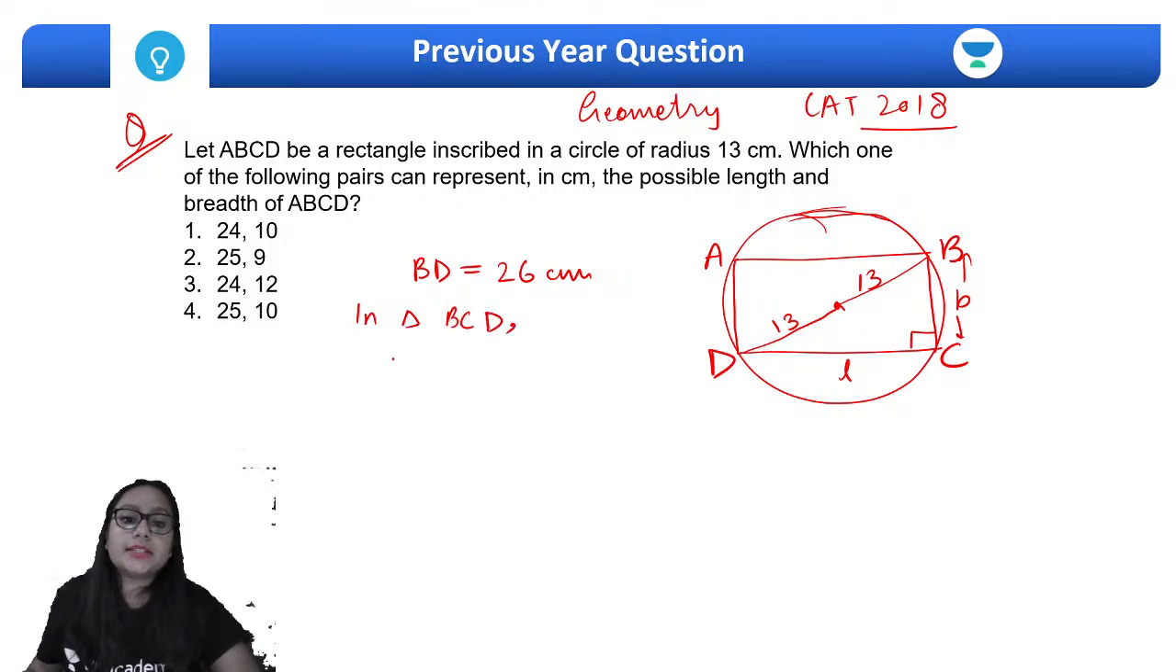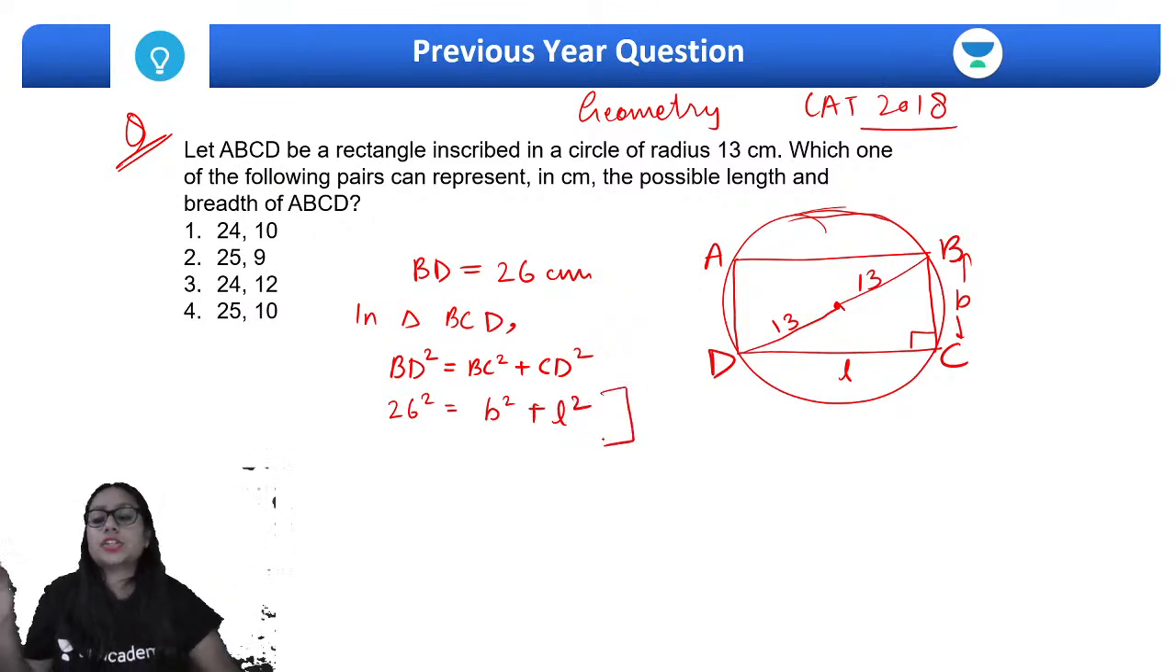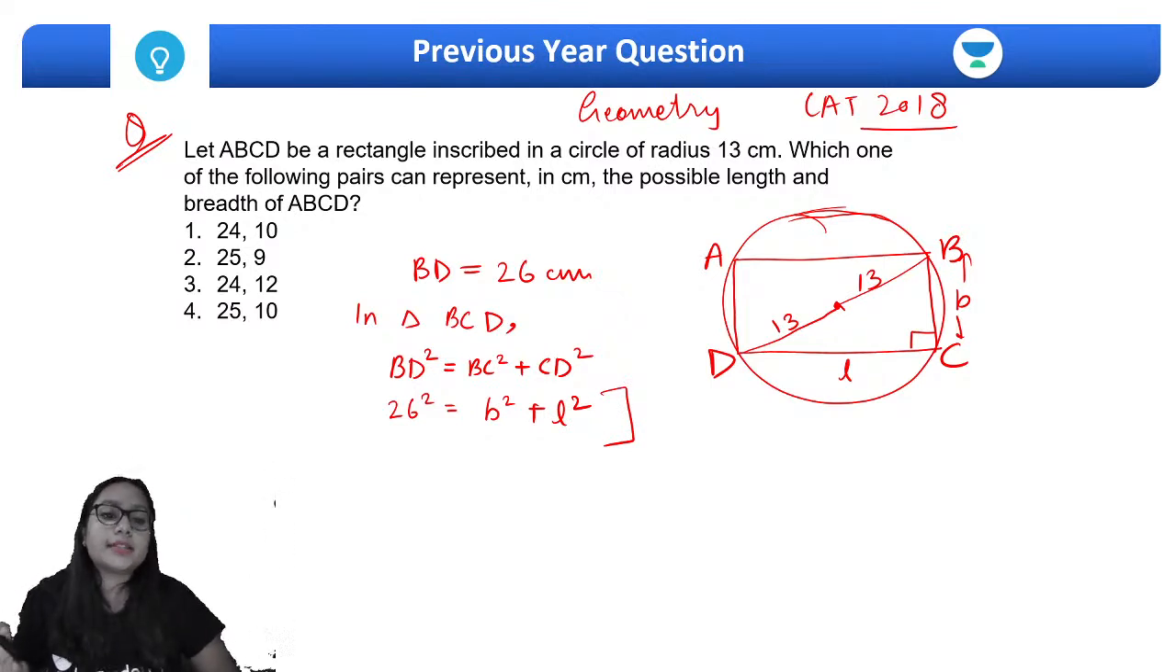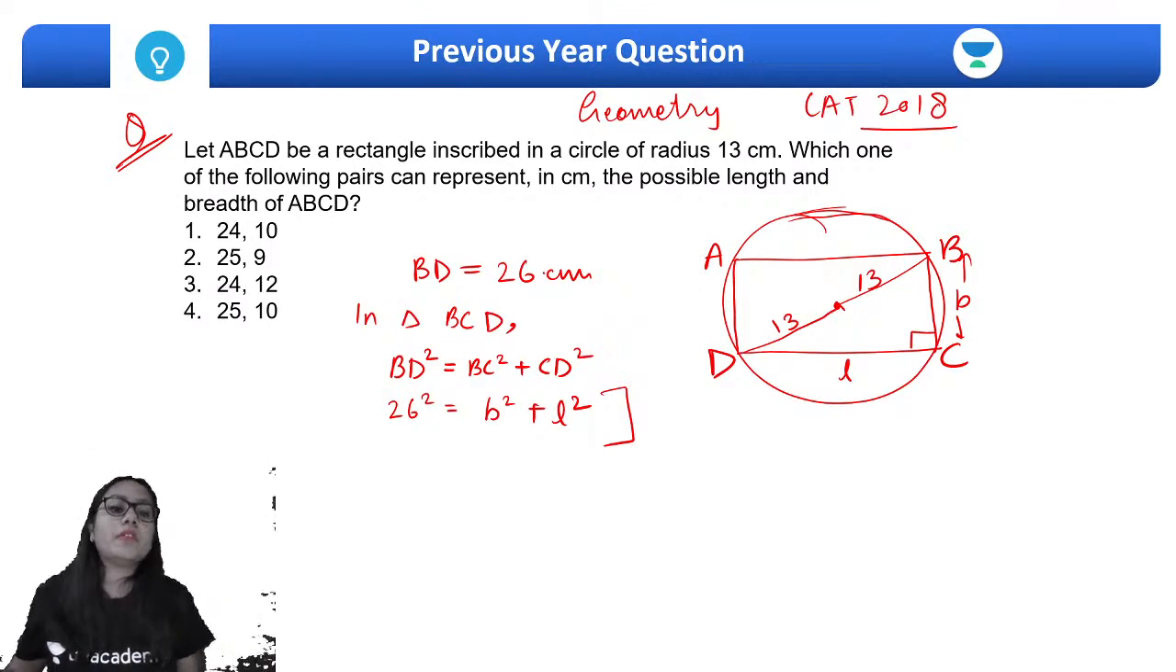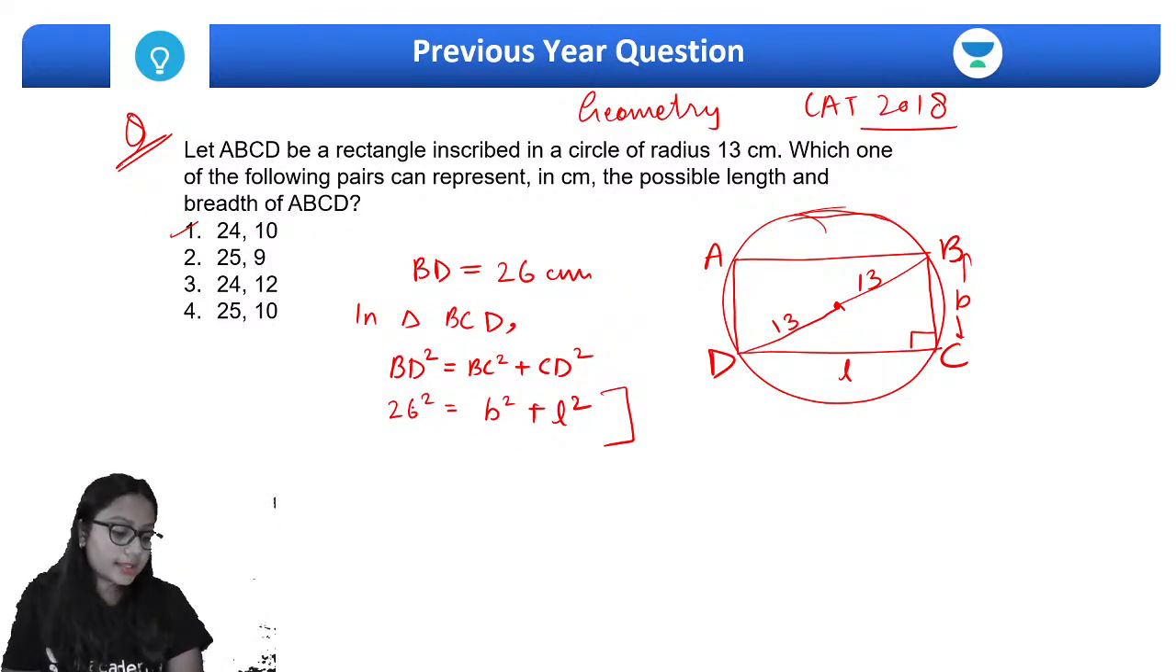Now in triangle BCD, we know that BD square is equal to BC square plus CD square. Now what is BD square? It is 26 square, equal to BC square, that is B square plus L square. So we have got one condition: the sum of the squares of length and breadth should be equal to 26 square. Now what we can do is take up the options one by one, put the values of length and breadth here and see if the sum of their squares is equal to 26 square or not.